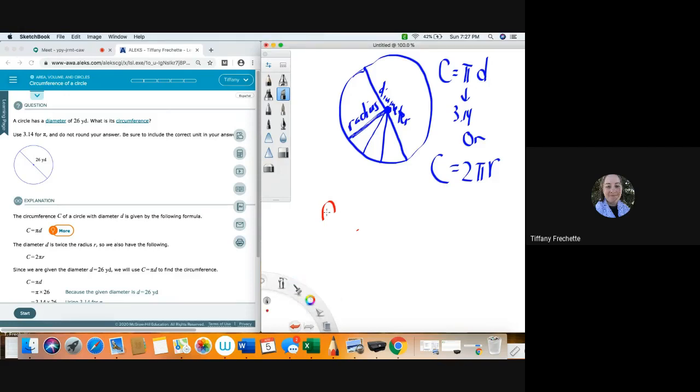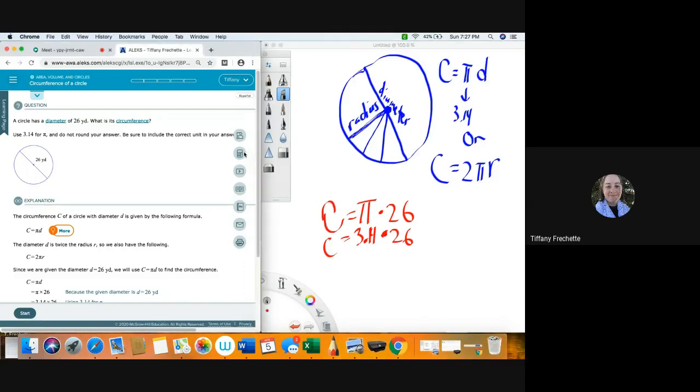That's my fault. Sorry. So circumference equals either pi times diameter or 2 times pi times radius. They gave us the diameter in this one, so we're going to have pi times the diameter of 26. And they want us to use 3.14 for pi instead of using the pi symbol on the calculator.